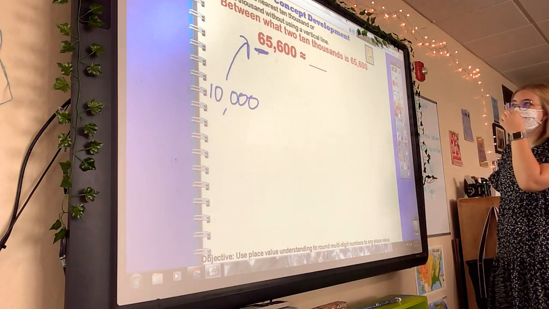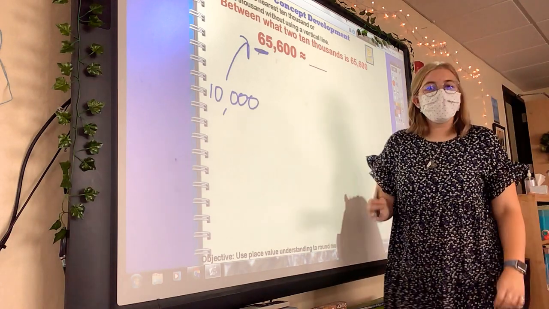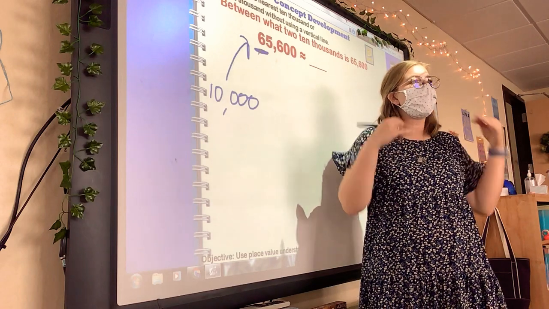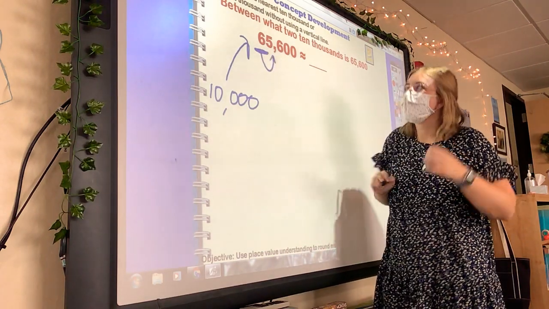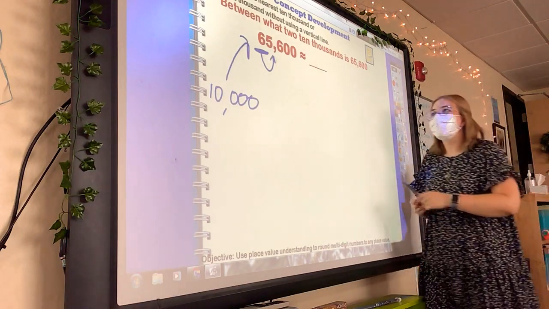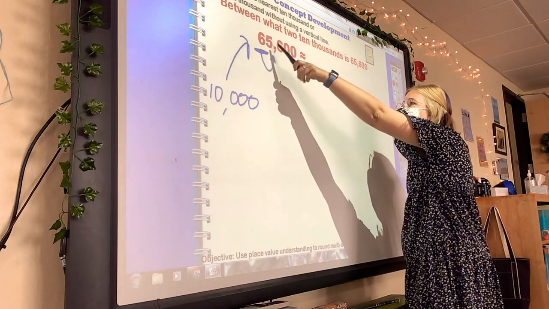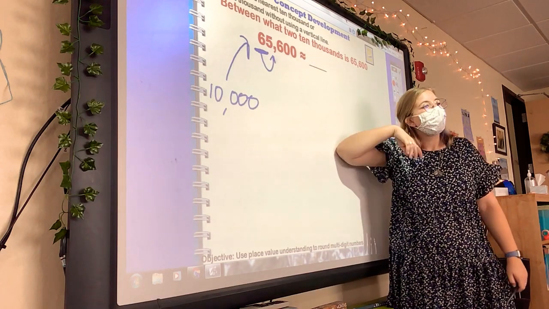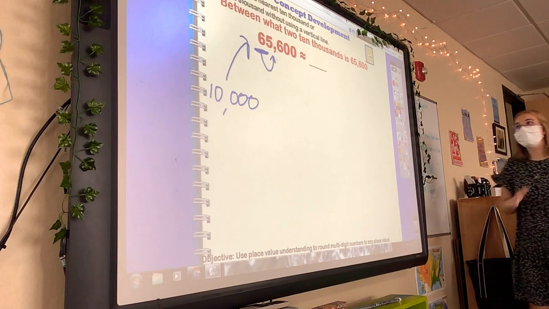I would look at 65,600. Once I found that higher and lower, I would look at my midpoint. The place value next to it tells me what my midpoint would be. So I look at the place value next to the 10,000s. What digit is that? 5. Good, the digit is 5, but the value is 5,000.